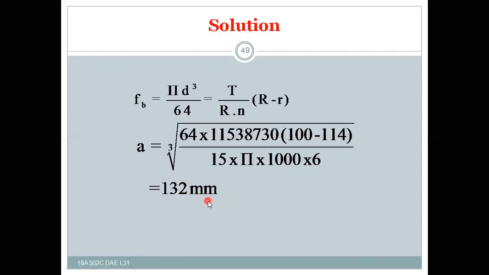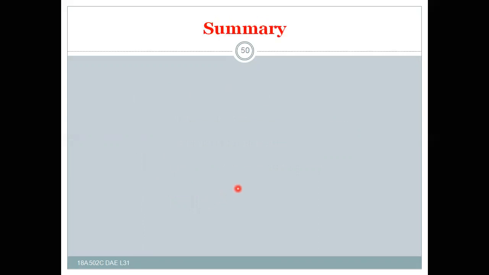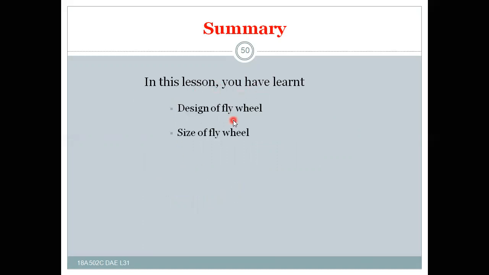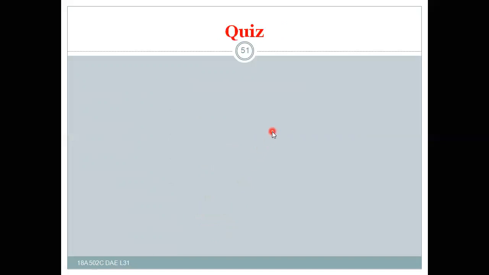Right, with this the lesson is concluded. 7 problems we have seen in this lesson, and the design of the flywheel we also completed. Now let's have the summary of this lesson. In this lesson we learned design of flywheel and size of flywheel, mass of rim, size of hub, design of arms, and some of the problems we completed in this lesson. And let us have a small quiz on this lesson.